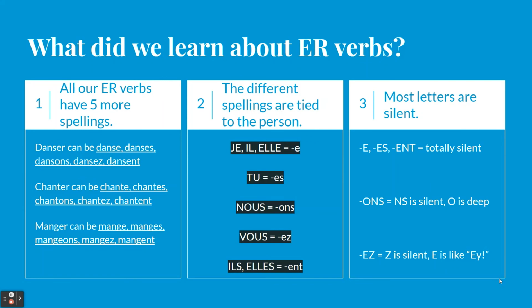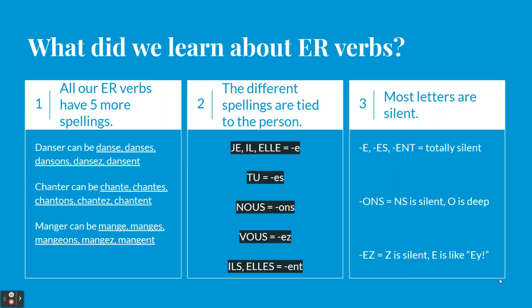So what did we learn about ER verbs today? All ER verbs have 5 more spellings. They might all be ER on your vocab list, but danser can also be spelled all those ways. Chanter can be spelled all those ways. Manger can be spelled all those ways. Every single ER verb on your vocab sheet has 5 different ways it can be spelled.